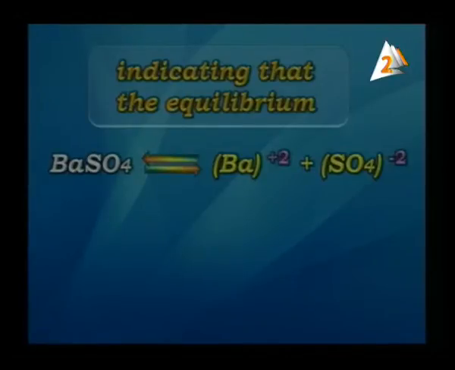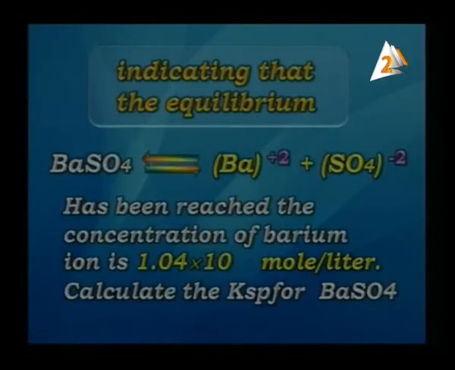So here we have barium sulfate in a reversible reaction. It ionizes into two ions, one positive and the other negative: barium positive 2 and sulfate ion, or sulfate radical, negative 2. So the equilibrium takes place. The equilibrium can be reached. The concentration of the barium ion is 1.04 times 10 to the negative 5 mole per liter.